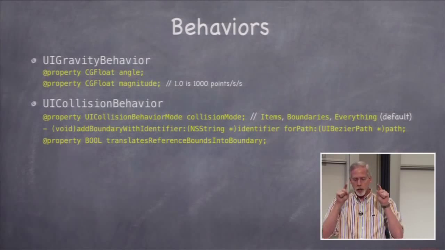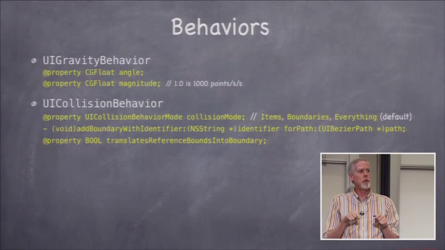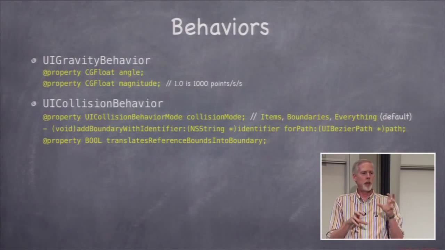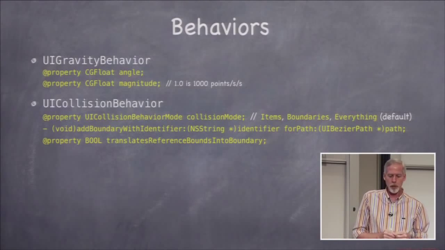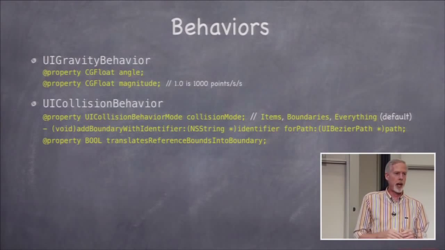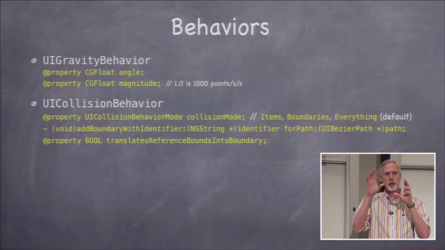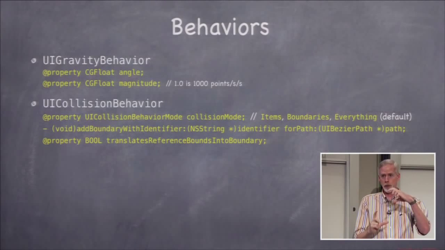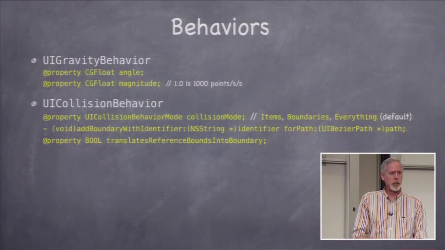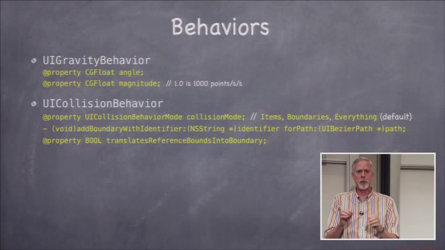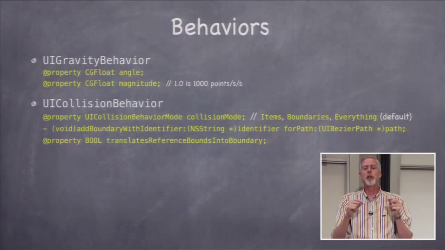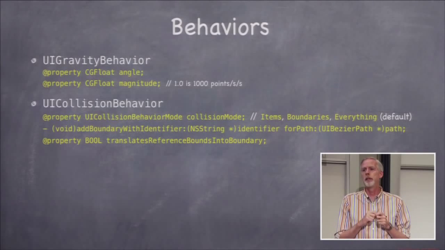Also, you can set the boundaries of the reference view to be bouncy boundaries as well by saying translatesReferenceBoundsIntoBoundary equals yes, and then things will bounce off the edges of the reference view, the top level view in the dynamic animator. Okay? So the collision mode determines whether the items bounce off each other or just off the boundaries. Okay?